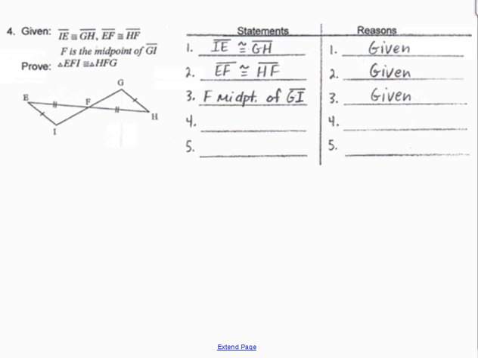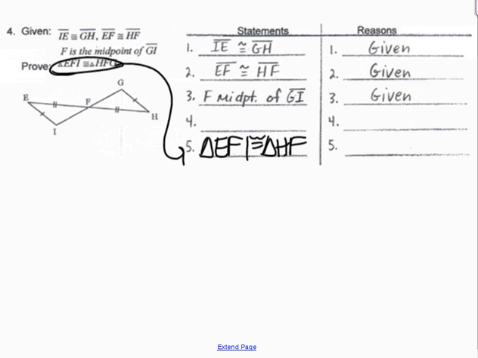Next proof, same thing as the last one. Write what you want me to prove last. So triangle EFI is congruent to triangle HFG. And here I go again. I'm going to start with red. So I have a congruent part. Sweet. I have IE congruent to GH.